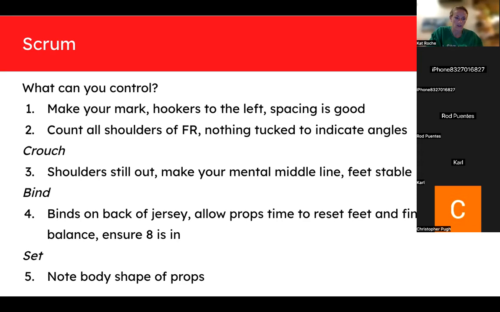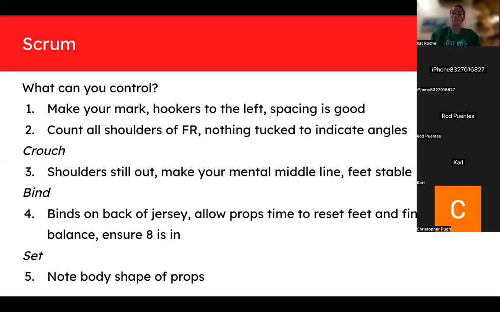So on crouch, I take a second and I make sure everybody's feet get their little time to settle. Make sure that the shoulders I checked are still out. And I make a middle mental line in the scrum. So where my mark was when the players set, I mentally am like, there's a middle line. That allows me to dictate when I go to the next stage if somebody is overleaning that mental line I've made. So crouch, shoulders, everybody's stable.